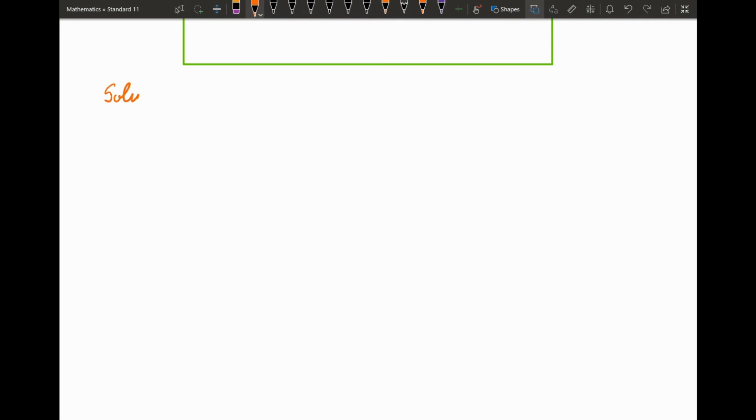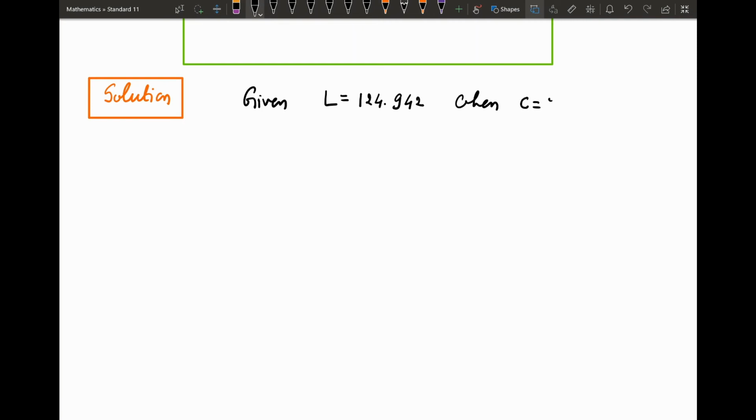So now the solution. Given L equals 124.942 when C equals 20, and L equals 125.134 when C equals 110.